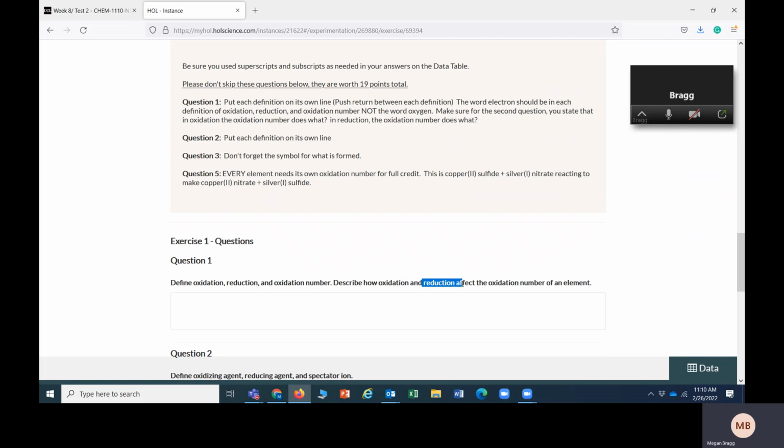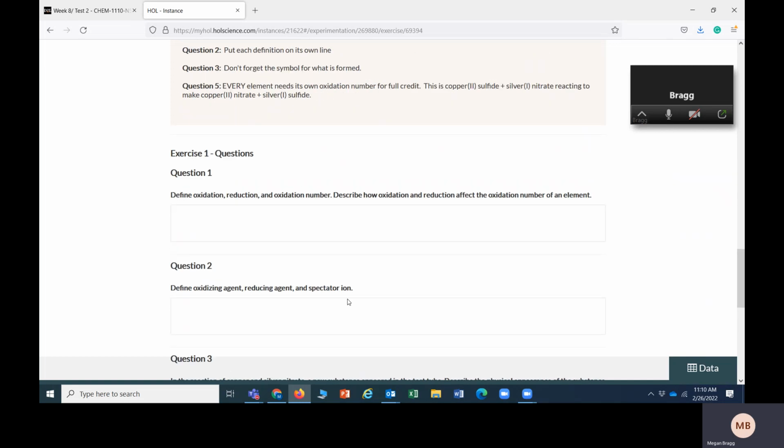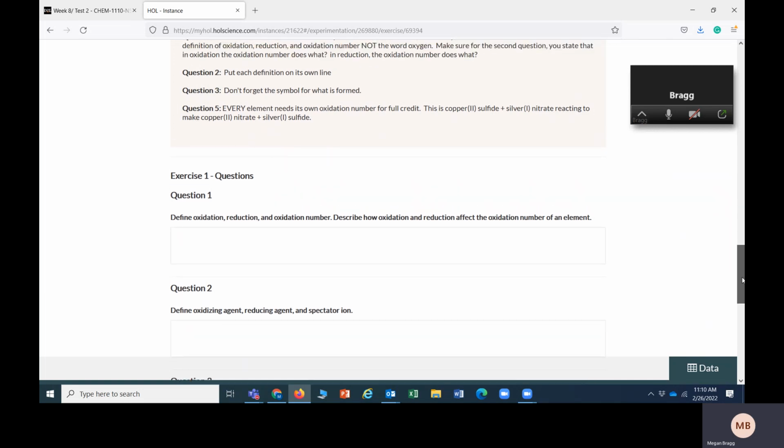And then same with reduction. And they should not do the same thing. One goes one direction, one goes the other. And also for question 2, put each definition on its own line. And if you're not sure, go back to the material and read about it. You can definitely find the answers there.